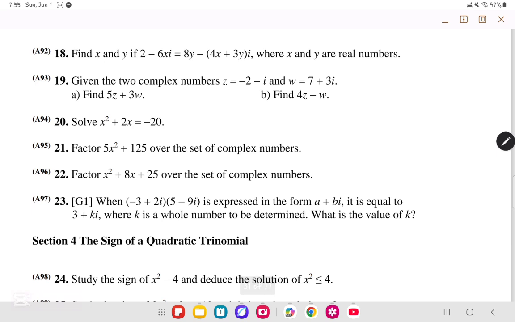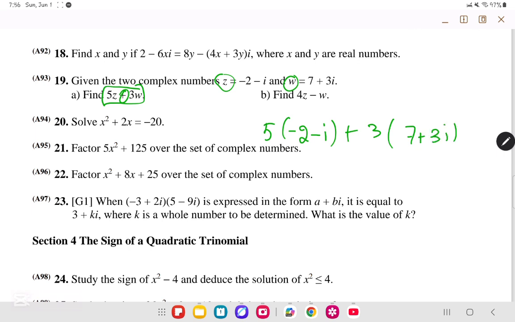What does it say in question number 19? Given the two complex numbers, z equals minus 2 minus i and w equals 7 plus 3i. Keep these in mind, they are very important. They said, find 5z plus 3w. So it's going to be 5 times z. What is z in this case? Z is minus 2 minus i, okay? Then plus 3 times w. What is w? W is 7 plus 3i.